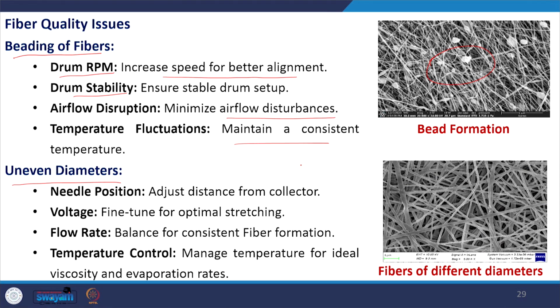If you are getting uneven diameters, you can adjust the needle position and the distance between the collector and the spinneret. We can also adjust the voltage for optimal stretching, and we have to adjust the flow rate for consistent fiber formation. We also have to check the temperature for ideal viscosity as well as the evaporation rate. By doing this, we can get fibers of uniform size, and we can avoid fibers of different diameters.